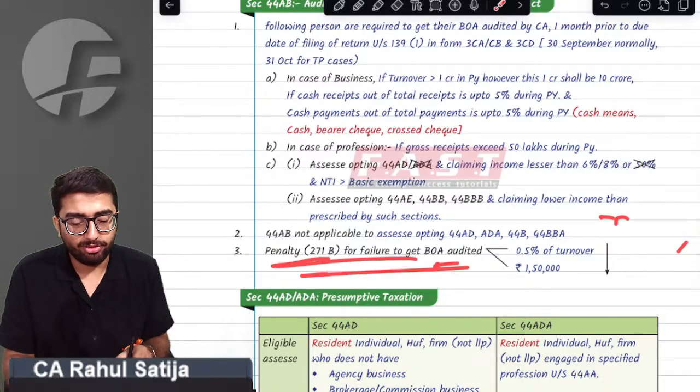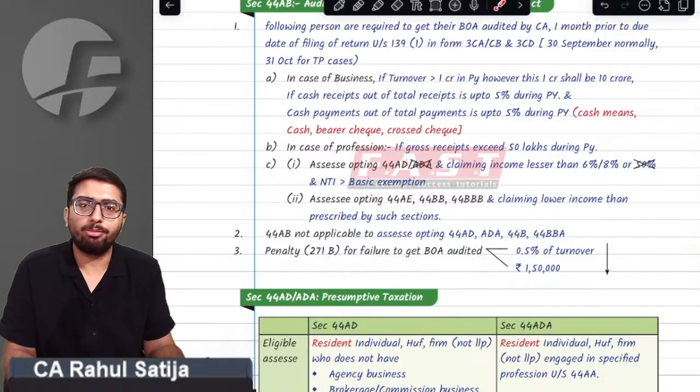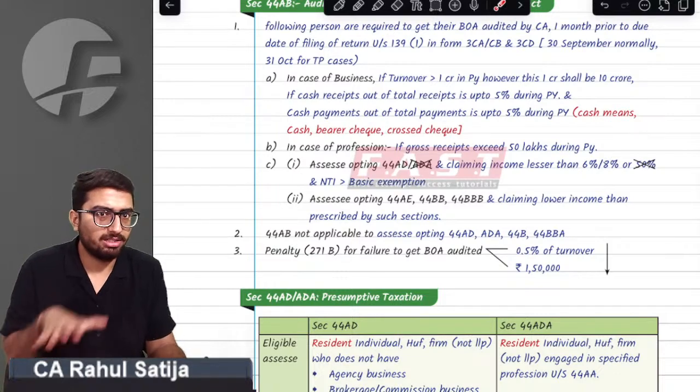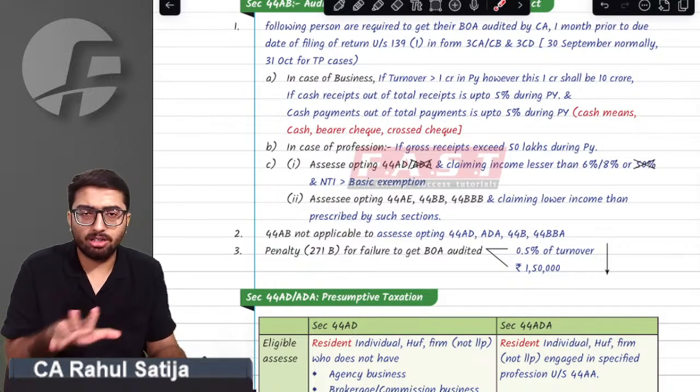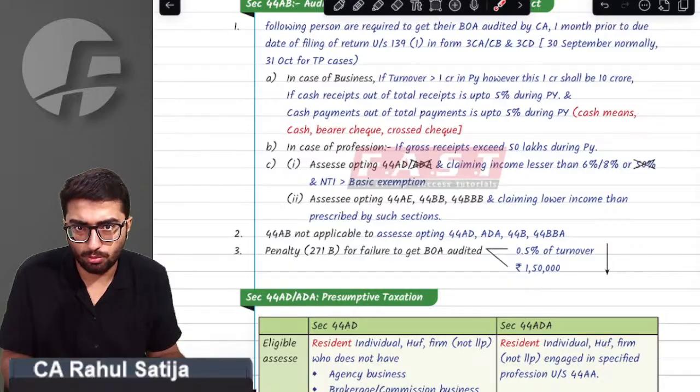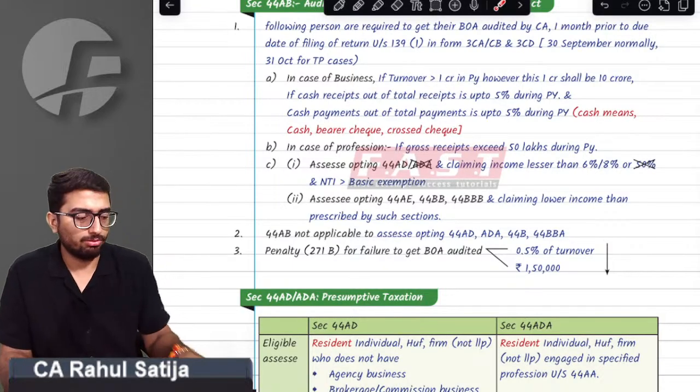At last, if you fail to get your books of accounts audited, you will be charged penalty at the rate of 0.5% of the turnover or 1.5 lakh, whichever is lower. You are charged penalty with that much amount.